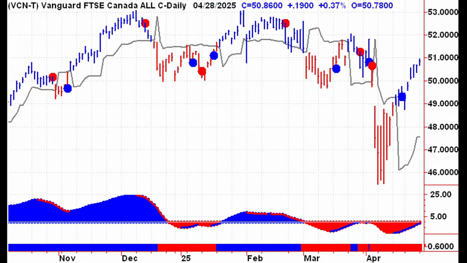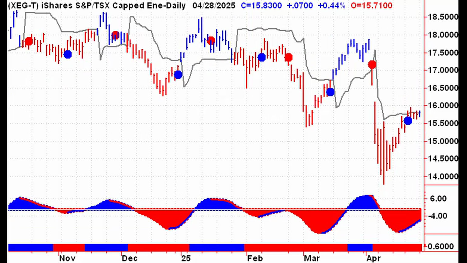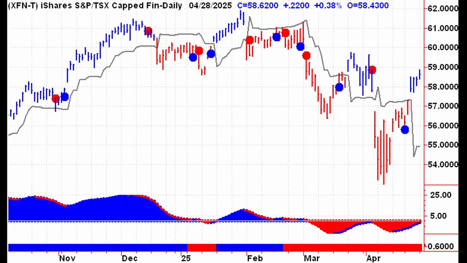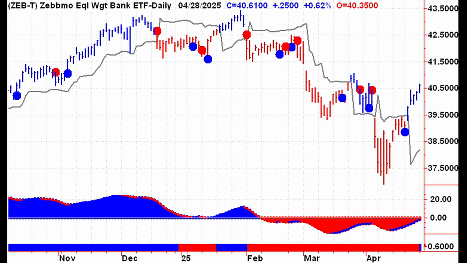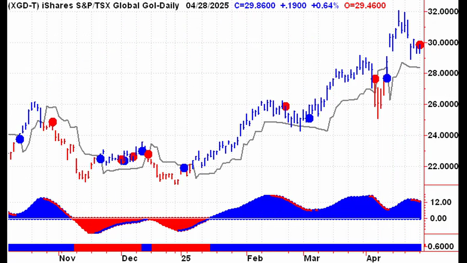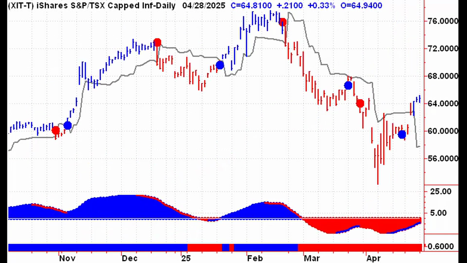Then moving on to the Vanguard Canada ETF, we're on a buy signal right now. Again, still waiting for momentum to shift. Then looking at the energy sector, we're stalled here at the moment. Then compare that to financials and the banks, which are moving up nicely. Again, we're waiting for that momentum shift, which happened in the gold sector back in January. And the gold sector has been on quite a nice run over the past couple of months.